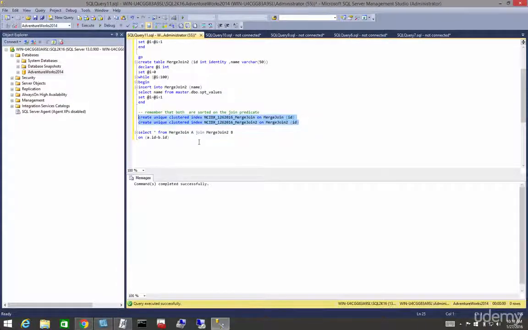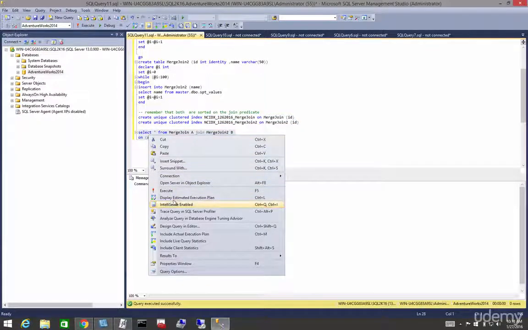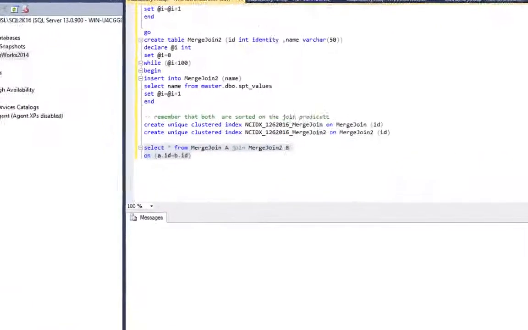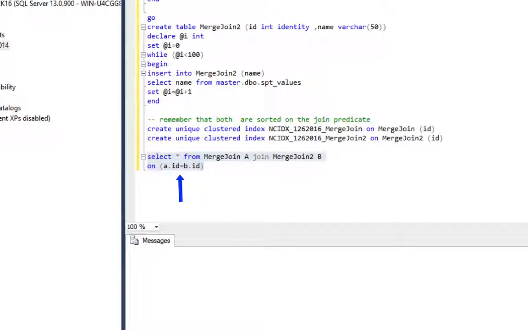So in our example, I've created two tables, inserted some data, and added a non-clustered index to the ID column of each table, thus forcing the sort order of both tables' ID column. Because both join inputs are sorted on the join predicate, the merge join simultaneously reads a row from each input and compares them. If the rows match, they are returned.